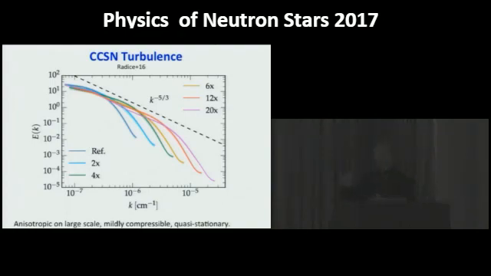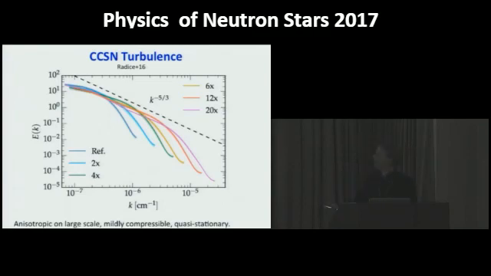If you just take the supernova simulation, you increase the resolution sufficiently, it turns out you recover Kolmogorov-like behavior, where at the highest resolution we have a large inertial range that we recover, which was a little bit of a surprise, that supernova turbulence actually behaves like Kolmogorov turbulence, despite the fact that it's anisotropic, compressible, and quasi-stationary only.